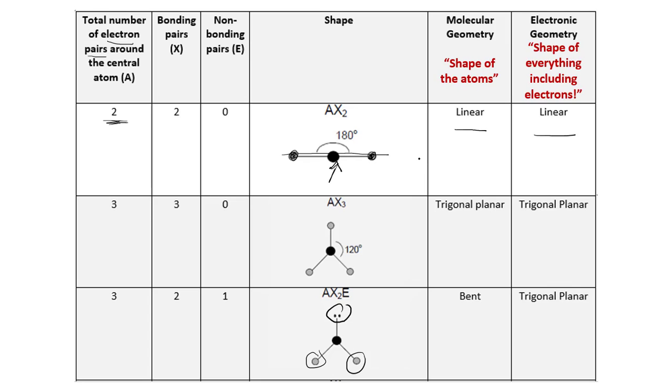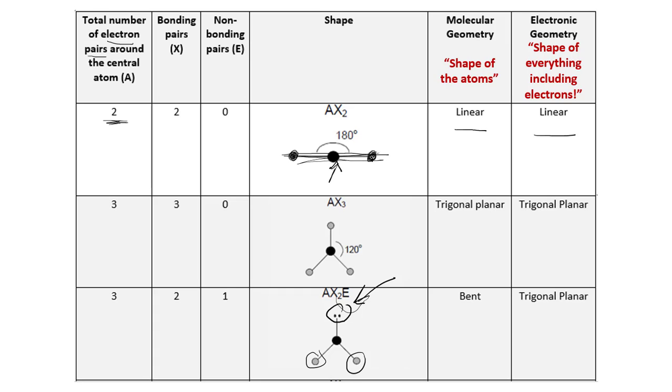But then what about electronic geometry? This is the shape of everything, including any electron pairs that are around the central atom. And so it includes those electron pairs, whereas the molecular geometry is just the atoms that are attached, not extra things like this here, this electron pair. So, for instance, if you have two things around the central atom, as you see in this picture, you have the exact same molecular geometry as you have electronic geometry, because it's just going to form a line.